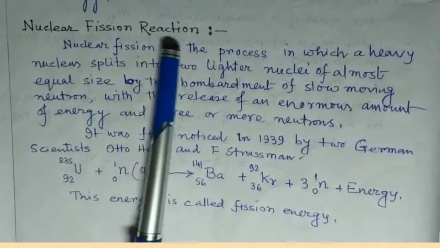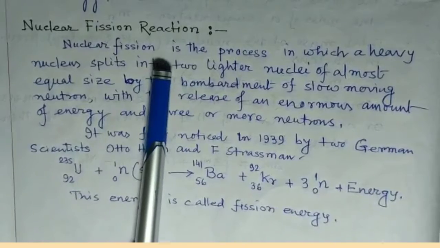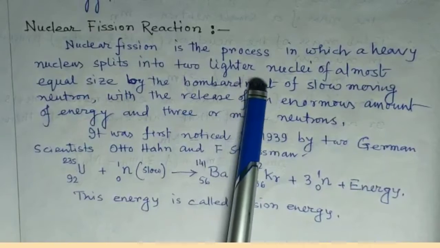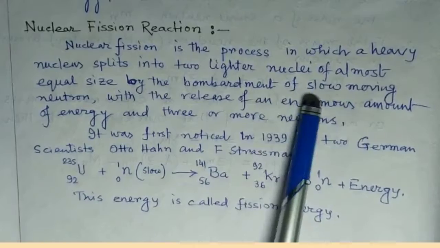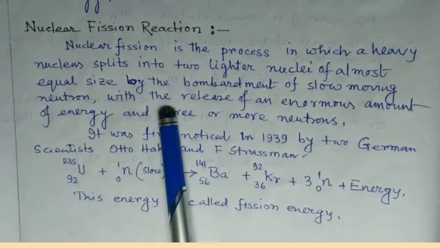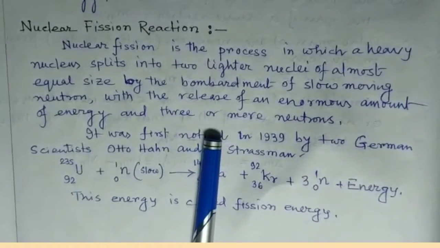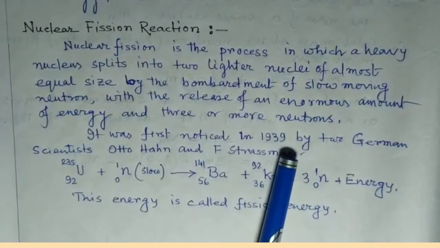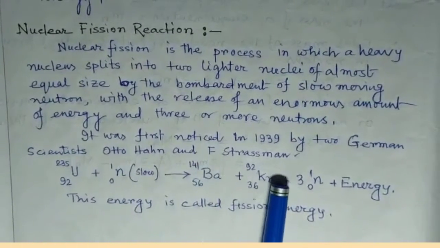Now, nuclear fission reaction. What do you mean by fission reaction? Nuclear fission is the process in which a heavy nucleus splits into two lighter nuclei of almost equal size by the bombardment of slow moving neutrons, with the release of an enormous amount of energy and three or more neutrons. It was first noticed in 1939 by two German scientists, Otto Hahn and F. Strassmann.